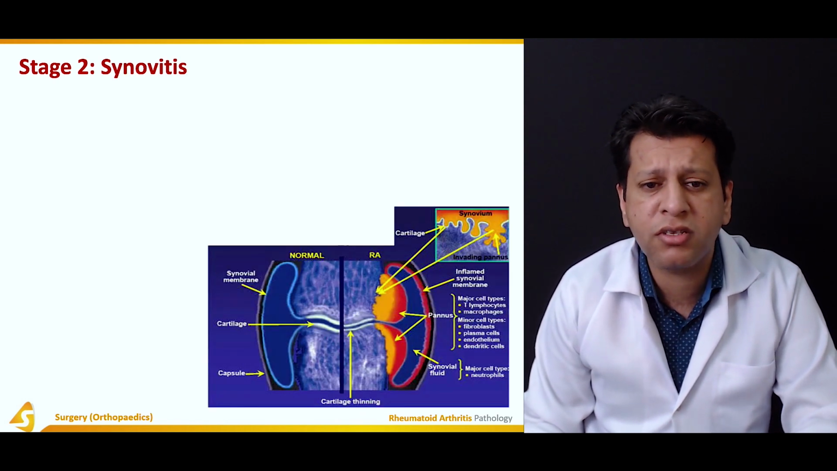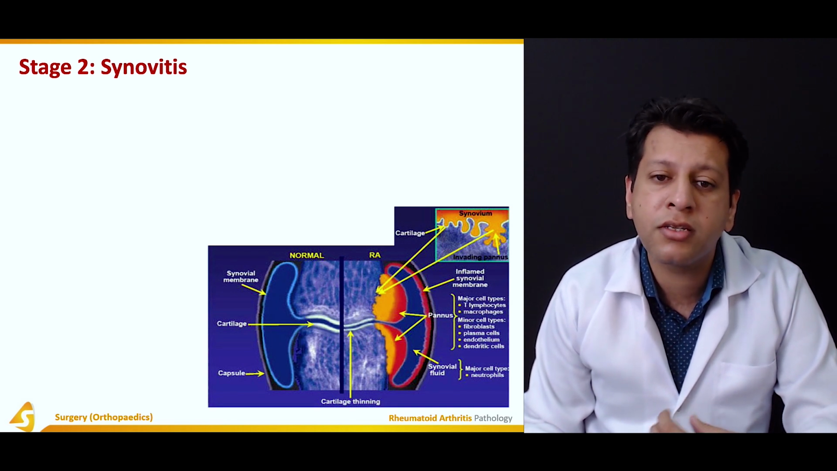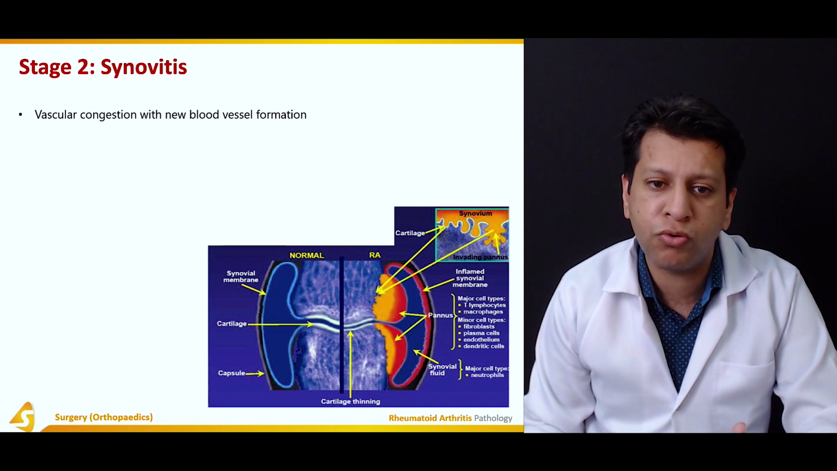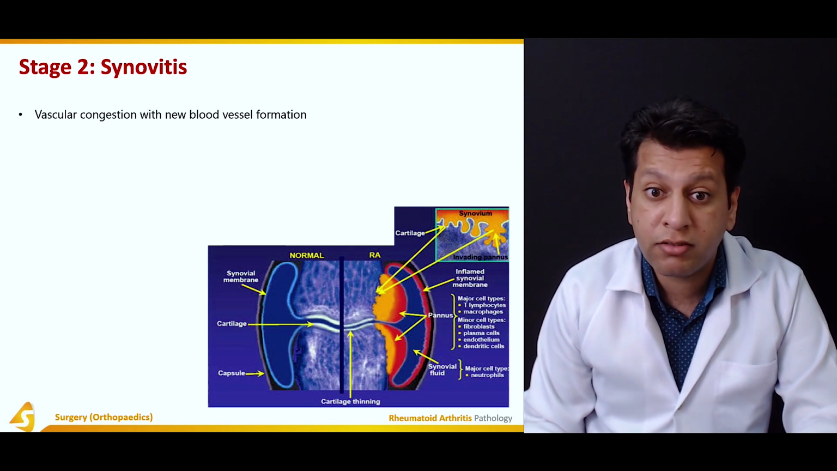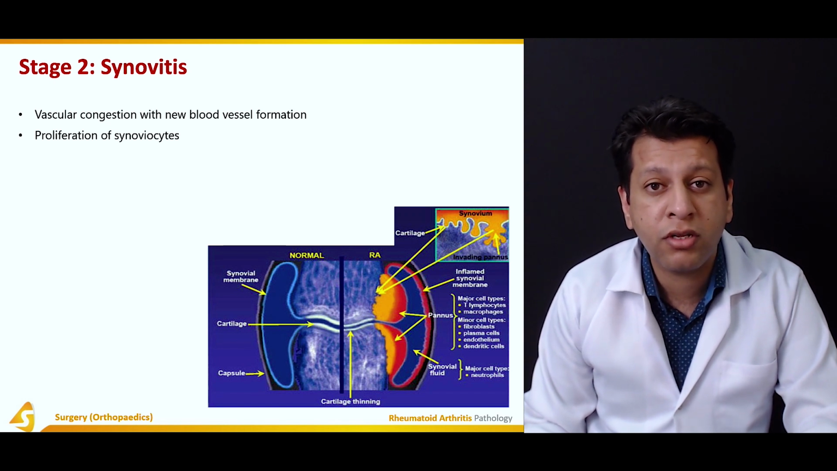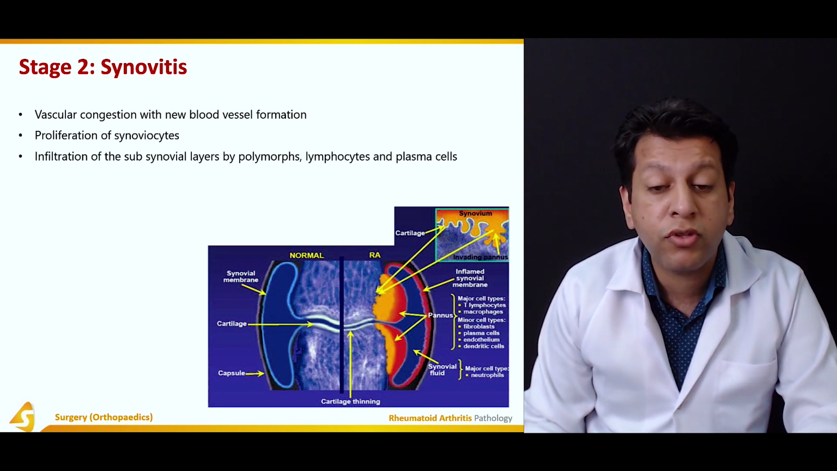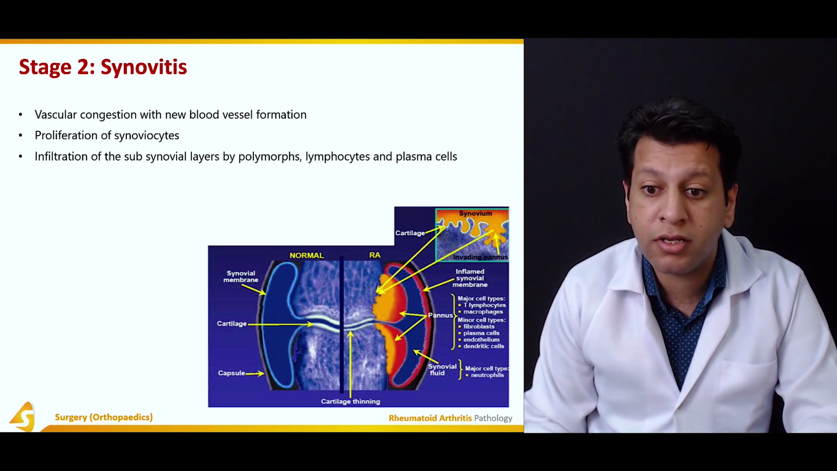Now coming to stage 2, which is marked by synovitis. Synovitis is the inflammation of the synovium. There is vascular congestion with new blood vessel formation. There's proliferation of synoviocytes, which not only increase in number but also increase the production of synovial fluid. There is infiltration of the subsynovial layers by polymorphs, lymphocytes, and plasma cells.